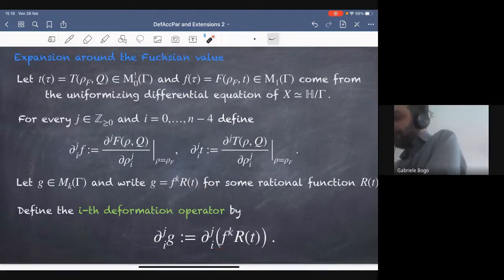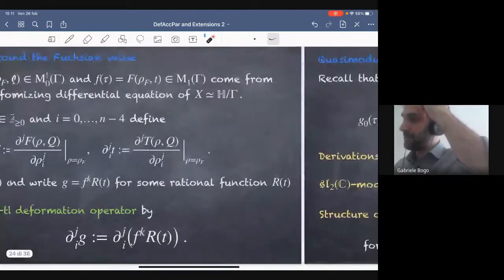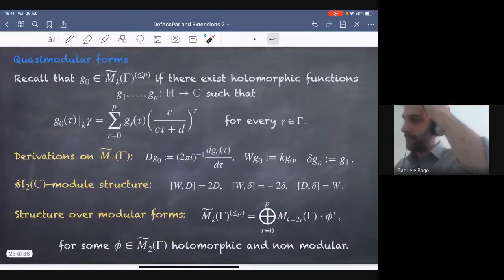So what we did was just to define this operator in terms of the accessory parameter when possible, so for the function coming from the uniformizing differential equation, and then exploit the fact that every modular form can be written in this way to extend the definition of the deformation operator to every modular form. And this has the advantage that now we can try to describe this derivation in terms of known derivations on modular forms and quasi-modular forms. And this is what we are going to do. But before giving the main theorem, let me recall something about derivations on modular and quasi-modular forms.